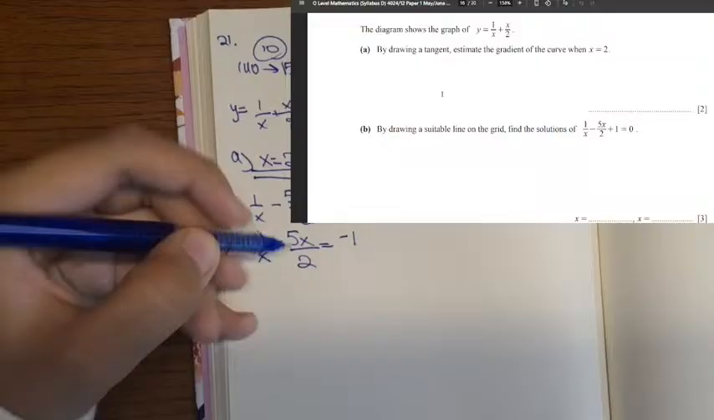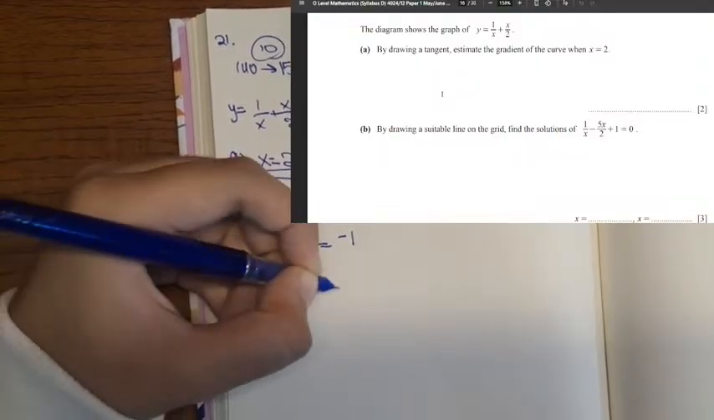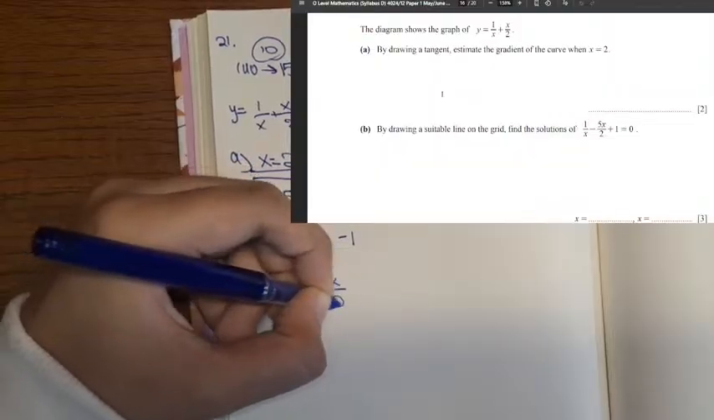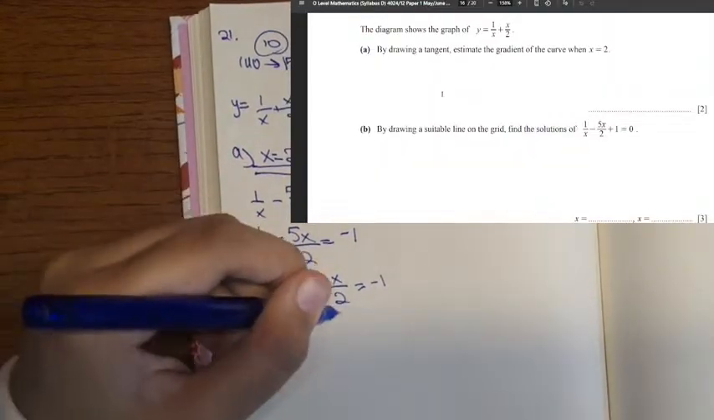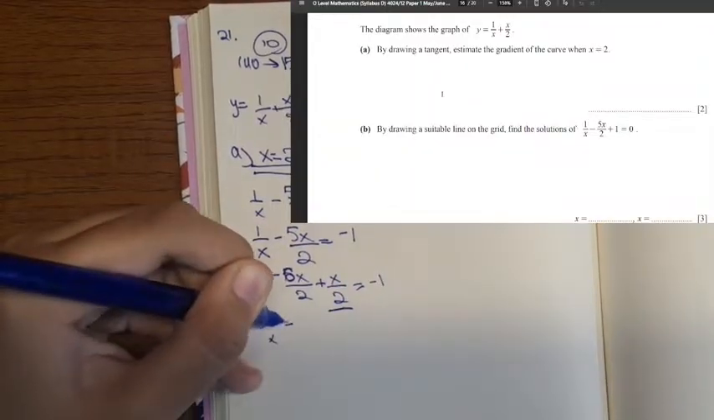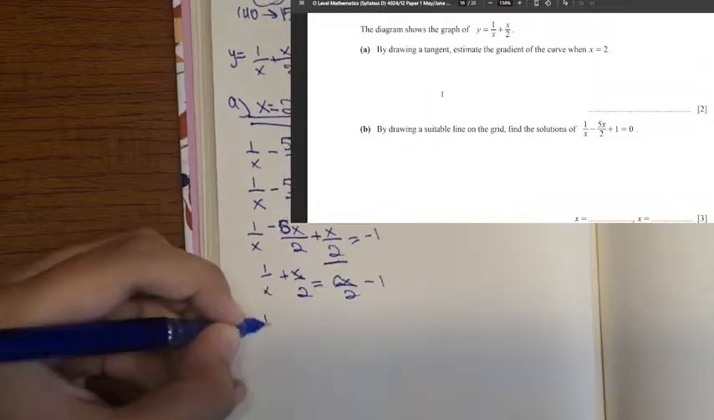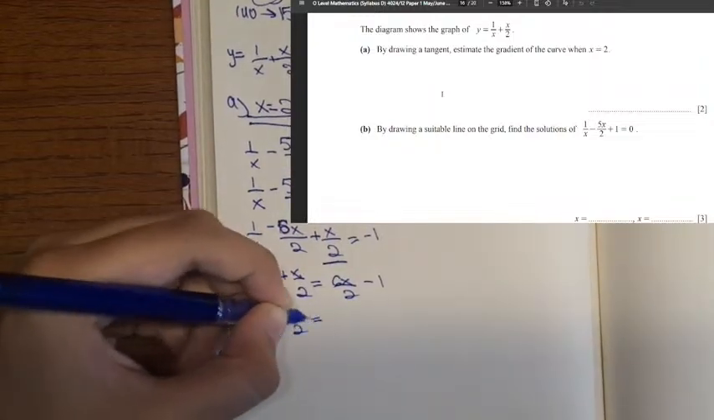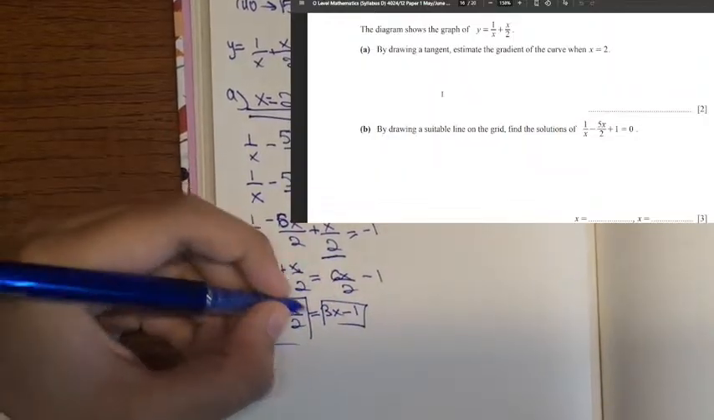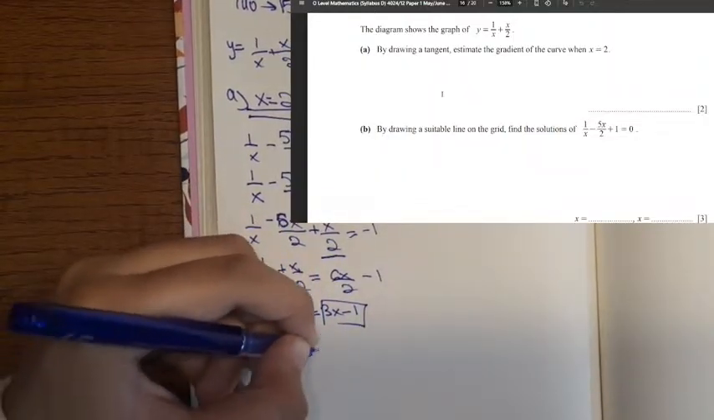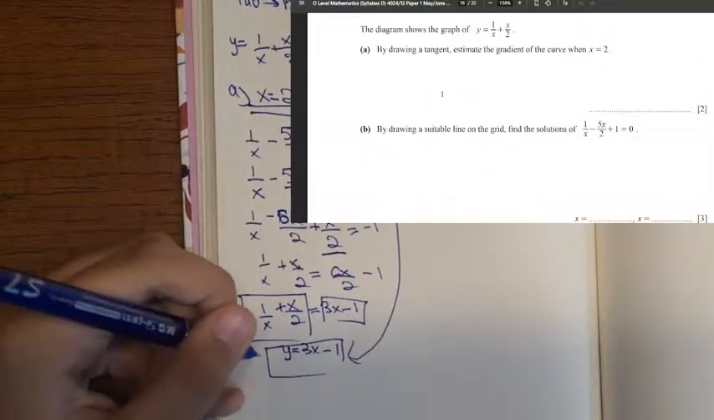The next thing we can change is 1 upon x minus 5x upon 2, minus 6x upon 2 plus x upon 2 is equal to minus 1. If we evaluate this, it becomes minus 5x upon 2, but we have the x upon 2 that we wanted. So it becomes 1 upon x plus x upon 2 is equal to 6x upon 2 minus 1. So it becomes 1 upon x plus x upon 2 is equal to 3x minus 1. So we got our original equation and we have an additional equation too. If we draw the line y equals 3x minus 1 and find the intersection of these two graphs, then we will find the solution to this one.